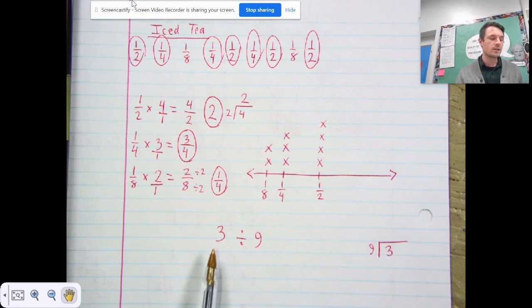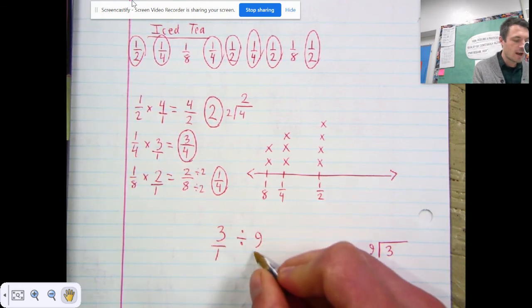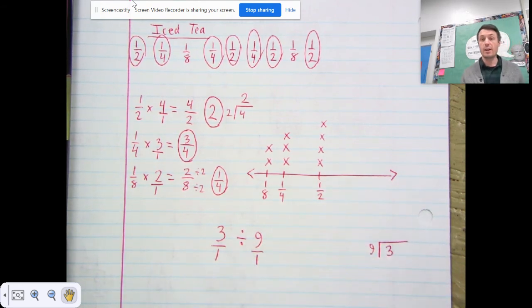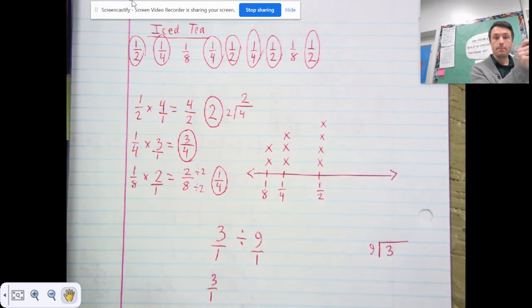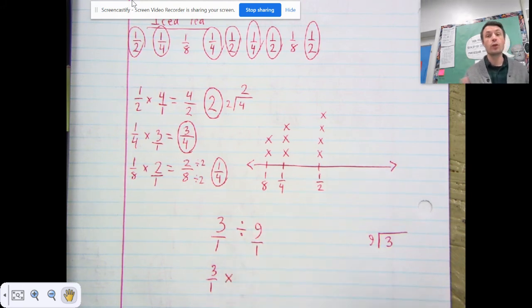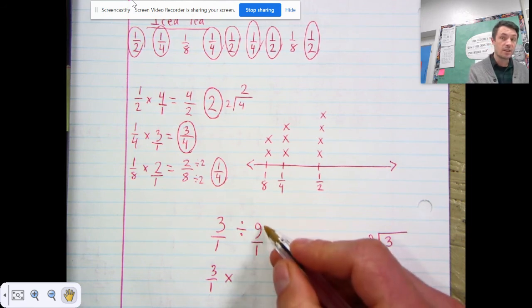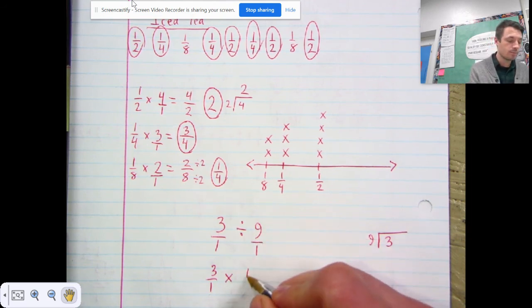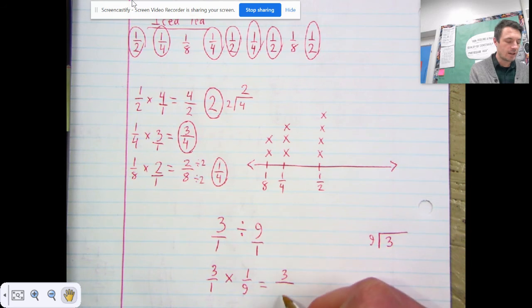And the easiest way to divide a littler number by a bigger number is to turn them both into fractions. And we already know how to divide fractions. The fraction on the left stays the same. Reverse the operation from division to multiplication, and then flip the second fraction from 9 over 1 to 1 over 9. Now we multiply. 3 times 1 is 3. 1 times 9 is 9.